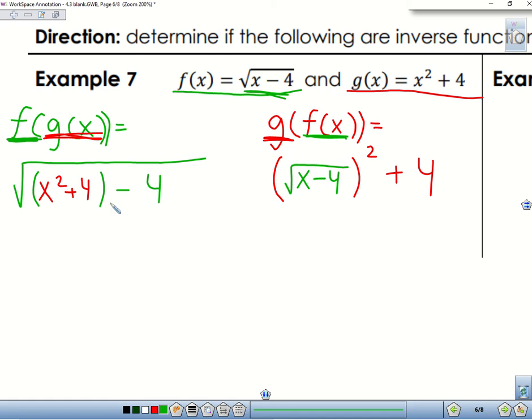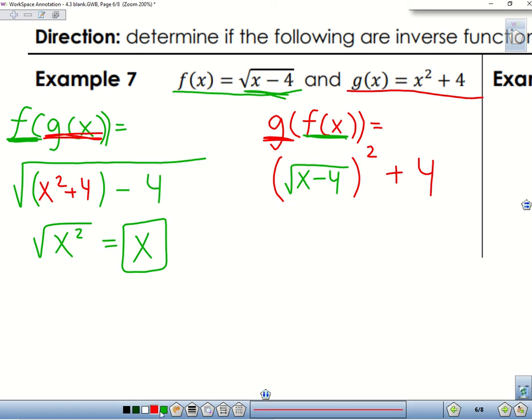So if I drop the parentheses here, what happens to 4 minus 4? Cancels out. So I'm just left with the square root of x squared, which is just x. And that's what we want, right, if it comes out to be x. But we have to get both of them to come out to be x.